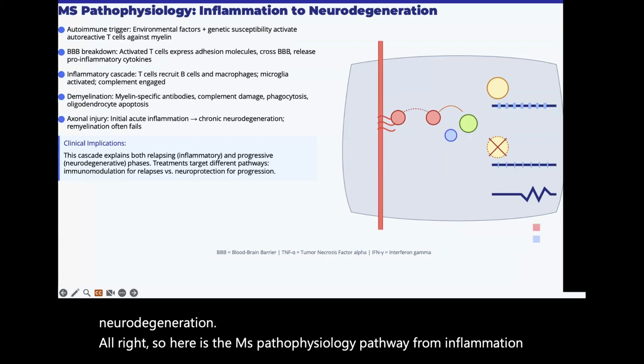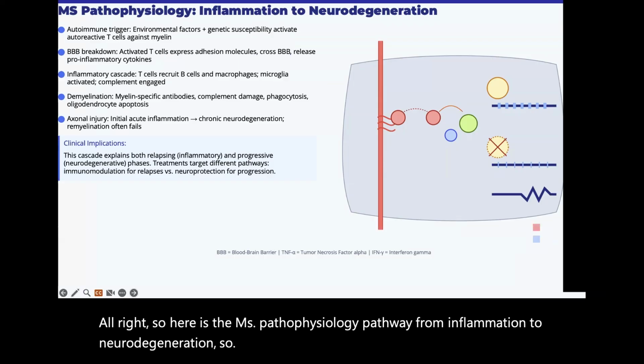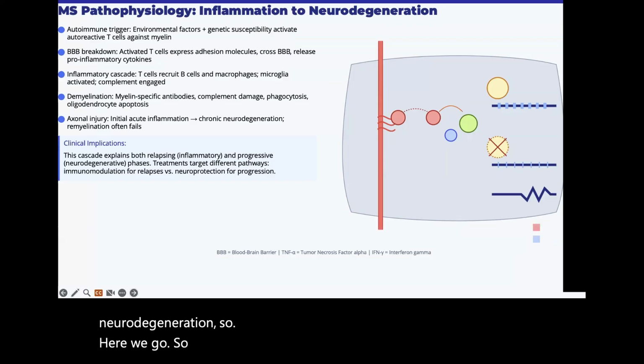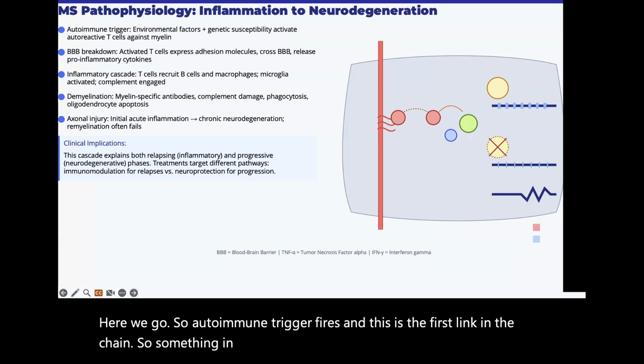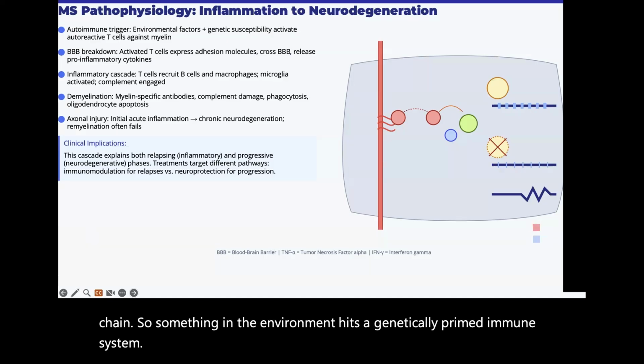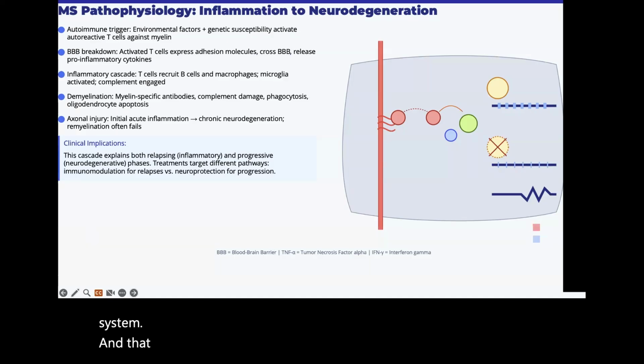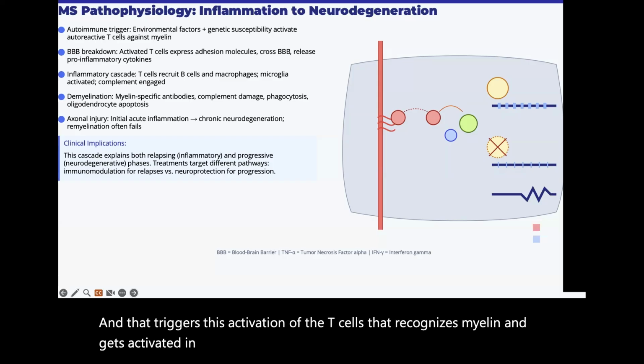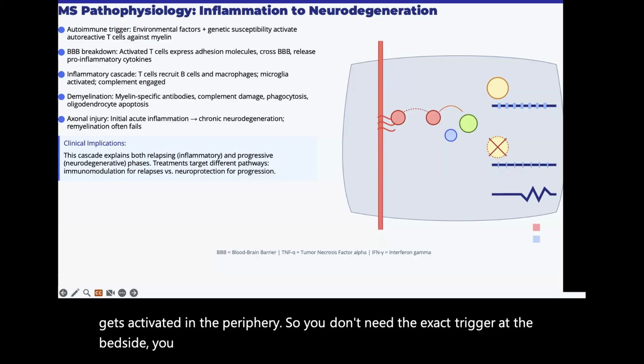So here we go. So autoimmune trigger fires, and this is the first link in the chain. So something in the environment hits a genetically primed immune system, and that triggers the activation of the T cells that recognize myelin and get activated in the periphery. So you don't need the exact trigger at the bedside. You just need to remember that MS starts outside the brain with a miseducated T cell.